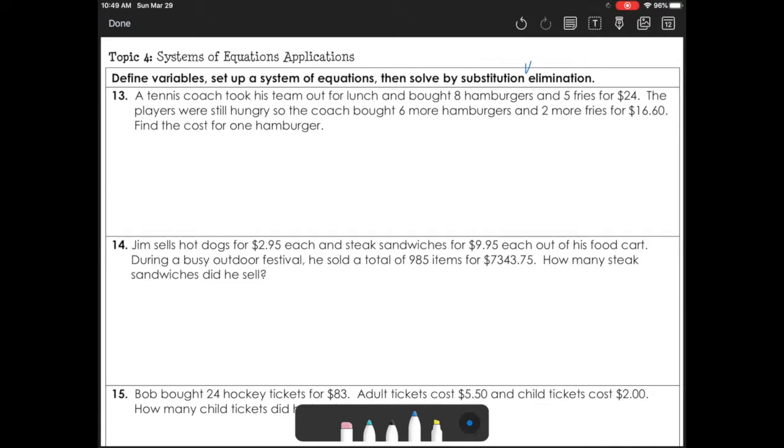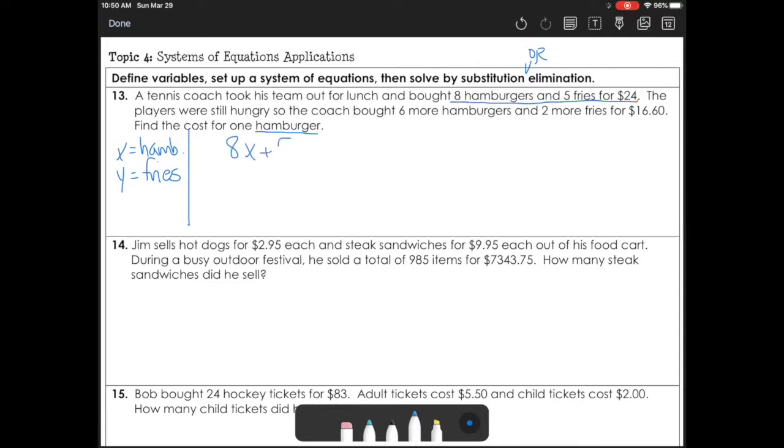So here we go. A tennis coach took his team out for lunch and bought 8 hamburgers and 5 fries for $24. The players were still hungry, so the coach bought 6 more hamburgers and 2 more fries for $16.60. Find the cost for 1 hamburger. So it's important for us to know what's hamburgers and what's fries, x or y. I'm going to make x be hamburgers, and I'm going to make y be fries. So my first equation is right here. 8 hamburgers and 5 fries for $24. 8x plus 5y equals 24.